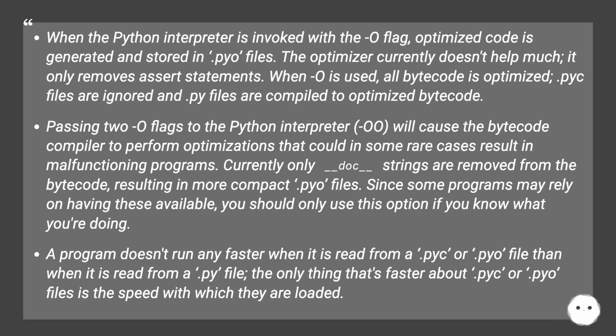Currently only __doc__ strings are removed from the bytecode, resulting in more compact .pyo files. Since some programs may rely on having these available, you should only use this option if you know what you're doing. A program doesn't run any faster when it is read from a .pyc or .pyo file than when it is read from a .py file. The only thing that's faster about .pyc or .pyo files is the speed with which they are loaded.